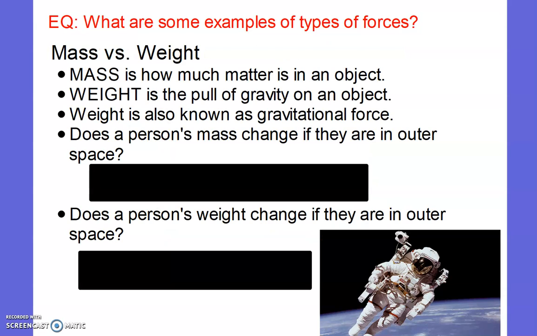Now, the force that we're going to focus on today is the gravitational force, also known as the weight. And unfortunately, a lot of people use the terms mass and weight interchangeably, but they are very different.